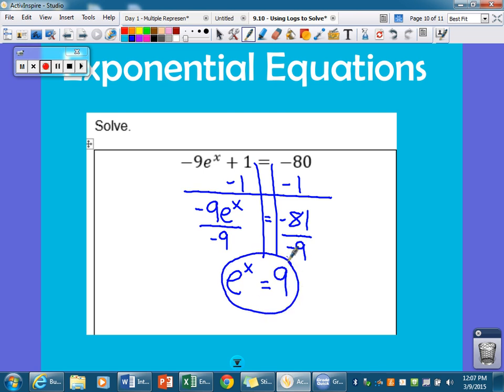Now, this is an acceptable answer, but on a multiple choice, they have other ways to represent this, so I want to make sure we know the other way. The other way is to change e to the x to log. It becomes ln of 9 equals x, which is the even better answer. That's the answer you need to have for sure. So again, just solve the equation, you'll get e to the x equals a number, and just change it to ln form, and you've got it. So practice those other 5 problems.